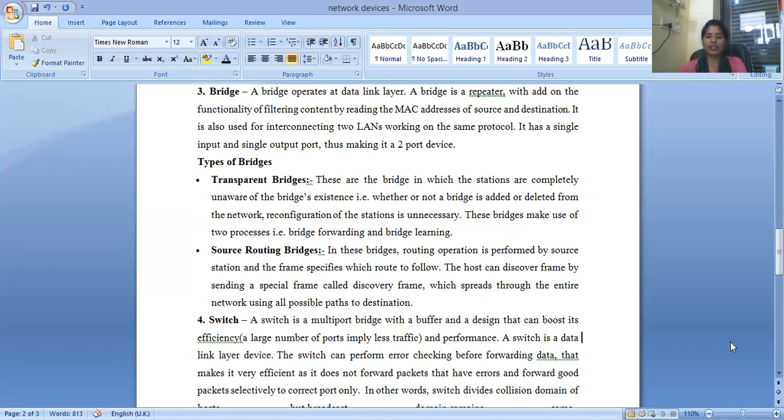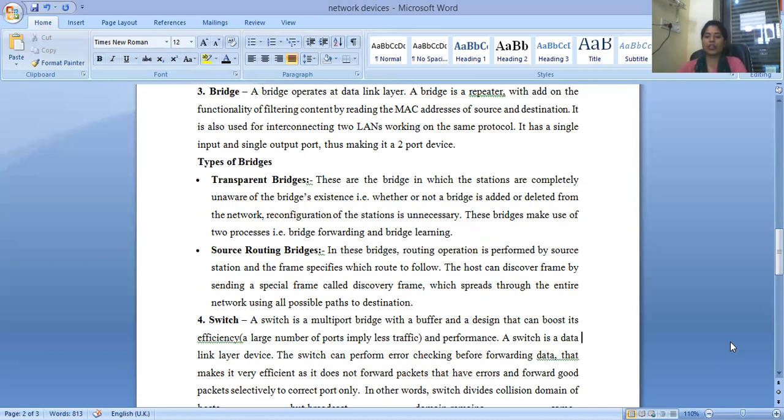Source routing bridges. In this bridge, routing operations are performed by the source station and the frame specifies it, but also allows the frame which spreads through the entire network using all possible paths to the destination.